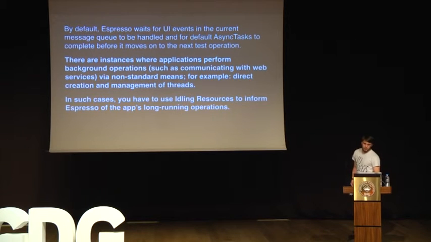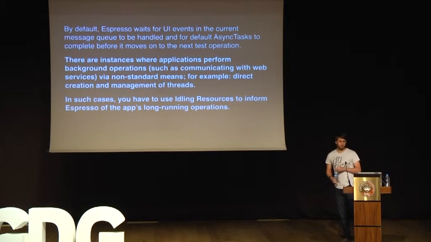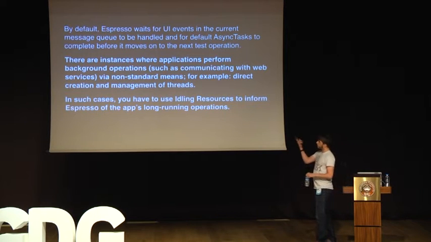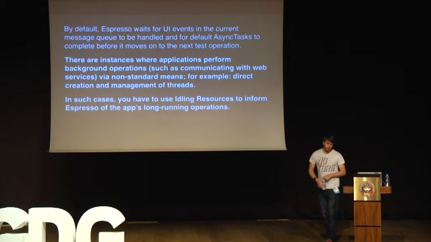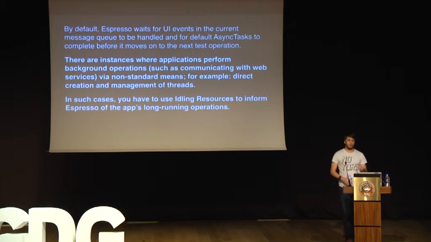And what the next part says is there are instances where applications perform background operations, which I think is most of the apps, such as communicating with web services via non-standard means, for example, direct creation and management of threads. In such cases, you have to use an idling resource to inform Espresso of the app's long-running operations. So this paragraph is exactly why people say, oh, Espresso is flaky, Espresso doesn't work for us. Because Espresso is not really smart. You have to tell it, wait, I'm doing something in the background, please wait until this thing is over before moving to the next step.